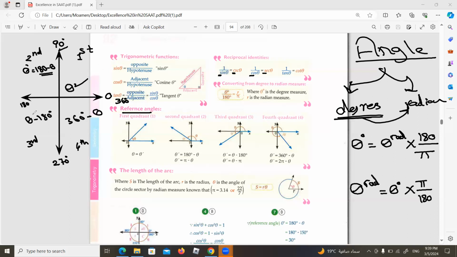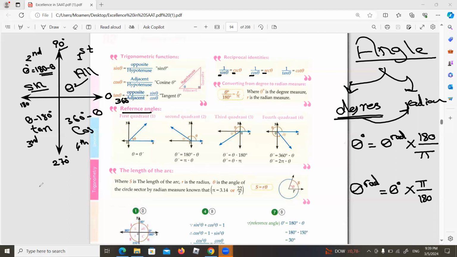All will be positive. But in the second quad, what is positive, mister? The positive is only the sine and its reciprocal. So sine and cosec. So here all are positive. Here the sine is positive, the sine and its reciprocal. But in the third quad, what is positive, mister? The positive value is for the tan. If you get tan, tan will be positive. But if we get the cosine, negative. The sine, negative. But in the fourth quad, it's the cosine. So cosine is positive.